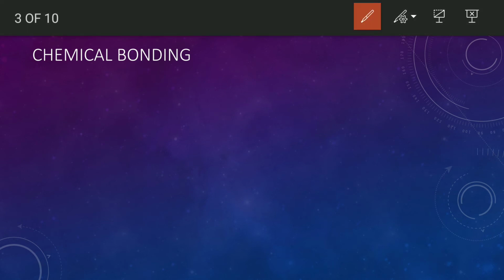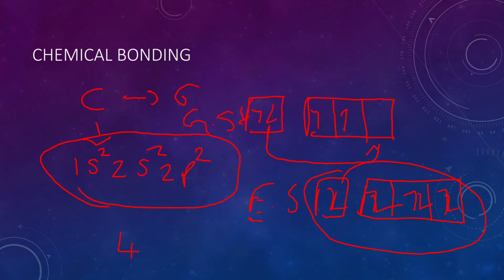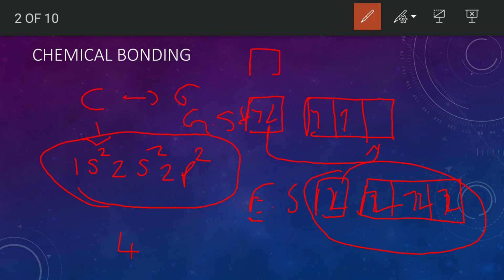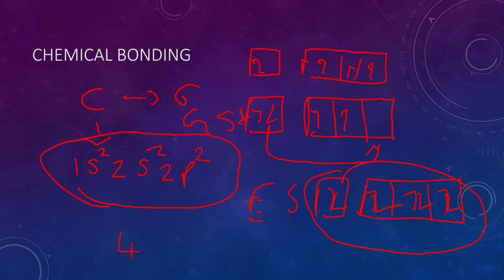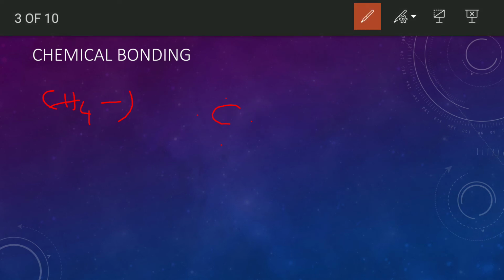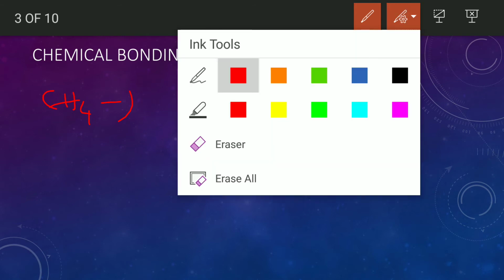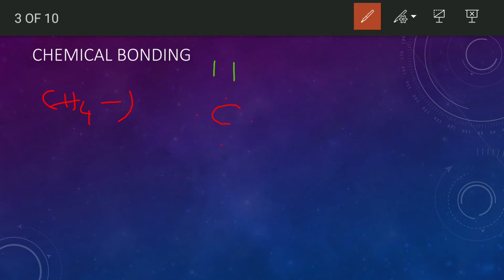Let's see some examples. Example, CH4. It has 4 electrons in its valence shell, right? So let me draw and show you. 1, 2, 3, 4. So it has 4 electrons in its valence shell. So let's mark 4 electrons. We have already marked. Now we have 4 hydrogens around it to form a bond.